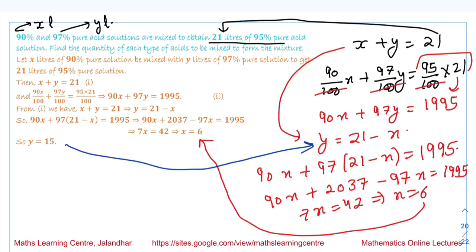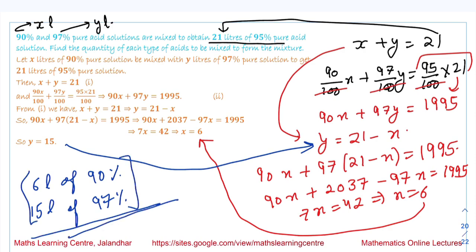So we are saying there is 6 liters of 90% acid solution, and there is 15 liters of 97% acid solution. These are the final answers that we obtain.